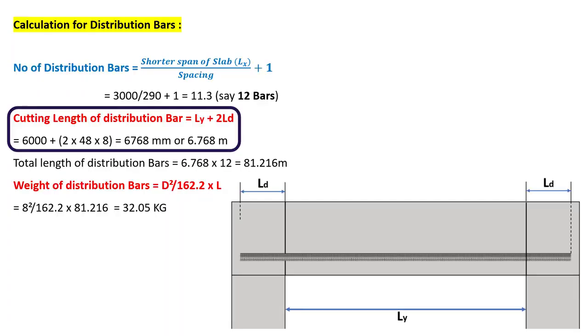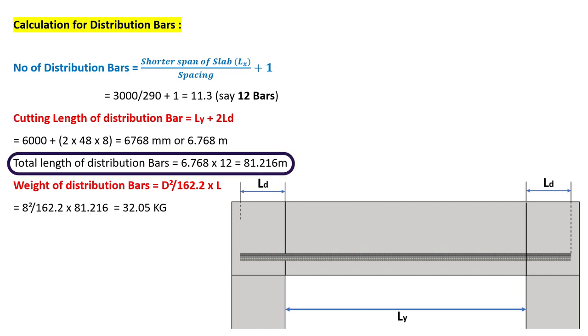The cutting length of distribution bars is equal to longer span of the slab, that's Ly, plus 2 times development length. Longer span of the slab is 6000 mm and development length is 40 times D, where D is 8 mm and the total will be 6.768 meter.